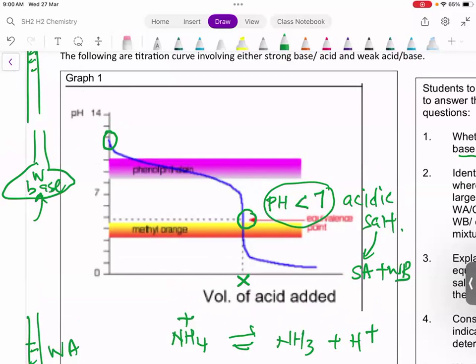Before X, okay, before X. Why so? It's because before X, as your weak base progressively becomes the salt, in this region you will have a mixture of weak base and the salt. Remember, your weak base is progressively being neutralized to become the salt. So within this region, you have weak base and the salt together. That is the component of a buffer.